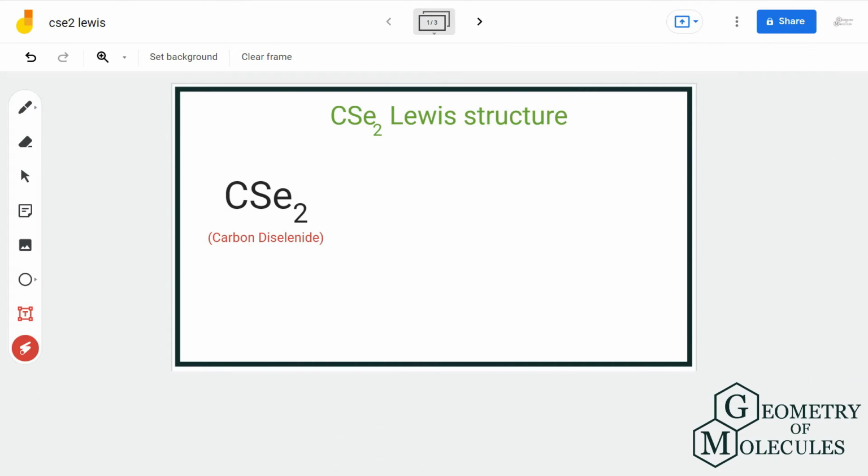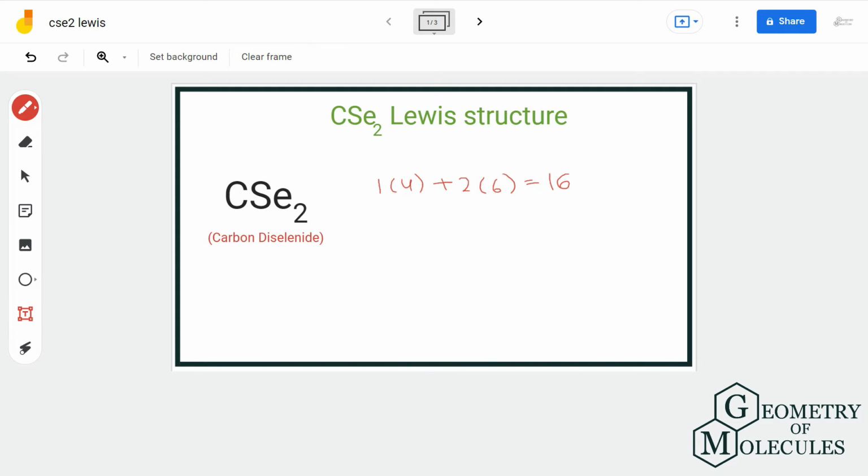In this video, we are going to look at the Lewis structure of CSe2, which is the chemical formula of carbon diselenide. For the Lewis structure, let's count up the total number of valence electrons. We have one carbon atom having 4 valence electrons and 2 selenium atoms having 6 valence electrons each. This will give us a total of 16 valence electrons.